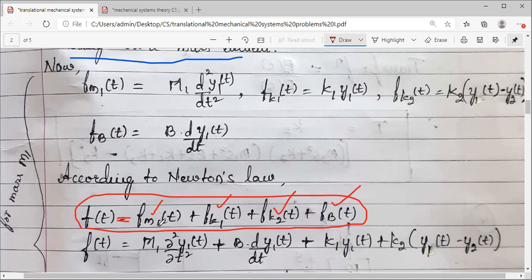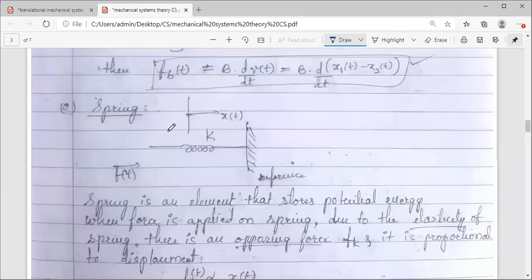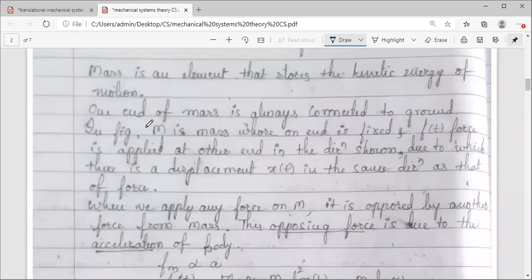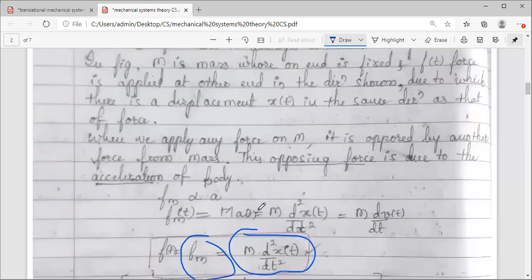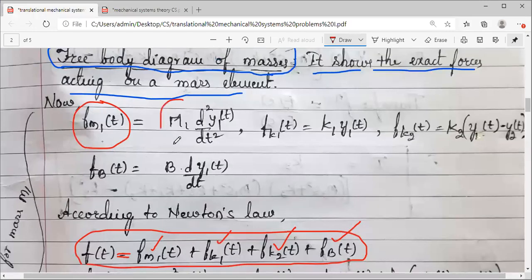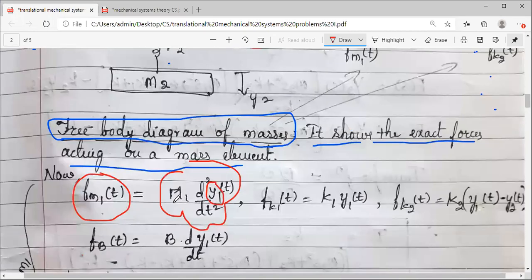Now what is Fm1? Fm1 can be written by making use of the basic concept, how we write for a mass. For a mass, take m d by dt square of x of t. So in that sense, I have written m1 d by dt square of, I have taken y1. Why y1? Check the displacement for m1. It is y1. m1 d by dt square of y1 of t.